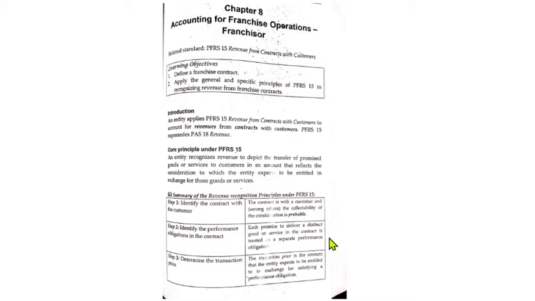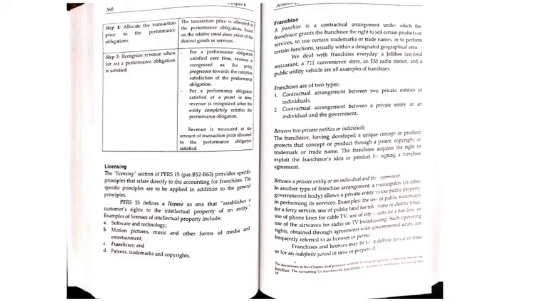Step 2, we identify the performance obligations in the contract. Here we discussed the classification of whether the delivery of the good or the service is distinct or a separate one. Is this a distinct good or service in the contract that is treated as a separate performance obligation? So we identify whether it is distinct or not distinct. Step 3, we determine the transaction price. When we say the transaction price, it will cover the amount which is needed to satisfy the performance obligation.